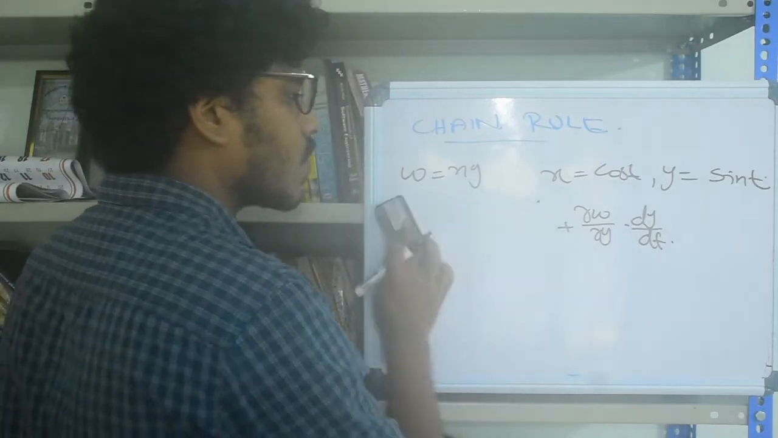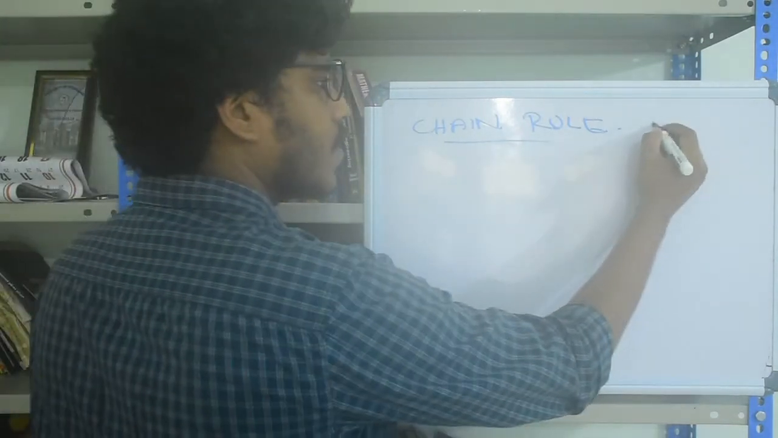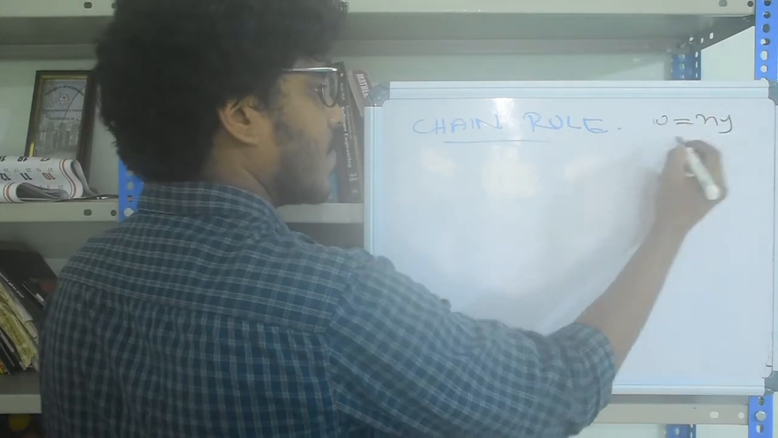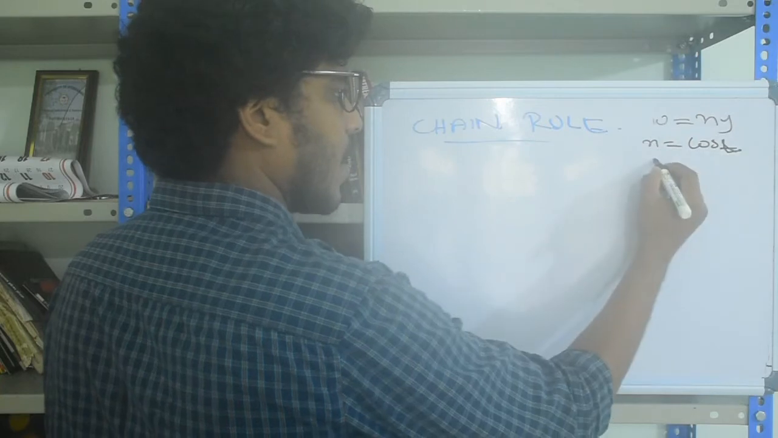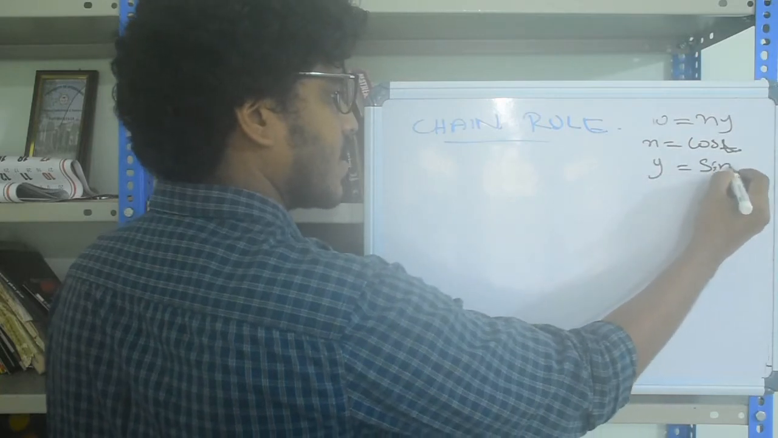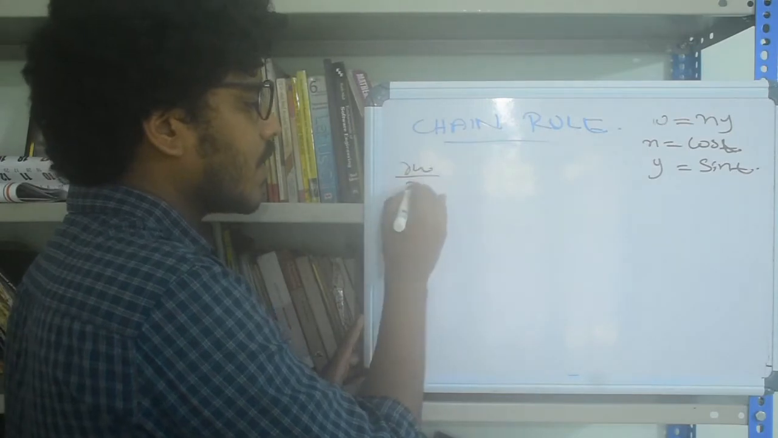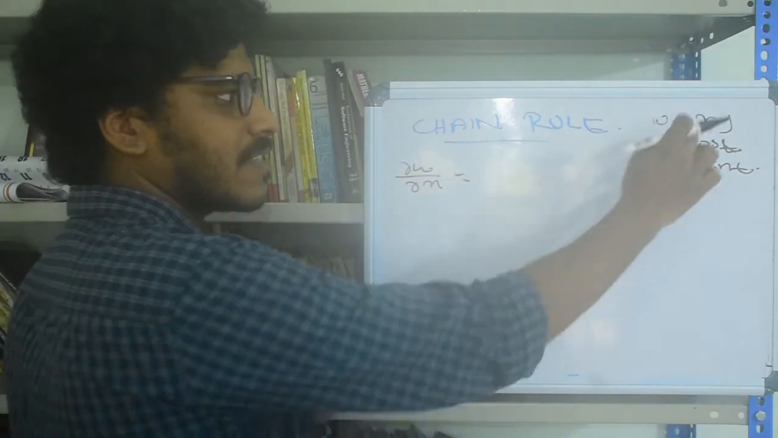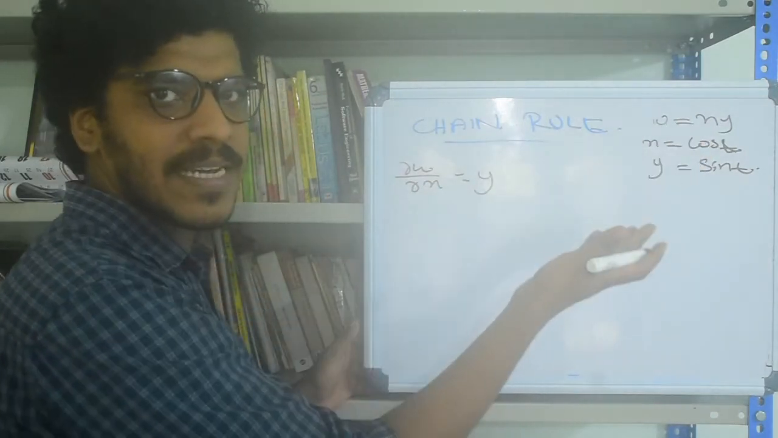So what is ∂w/∂x? w equal to xy, x equal to cos t and y equal to sin t. Right. So what is ∂w/∂x? Partial derivative of xy with respect to x is nothing but y, since y will be treated as a constant.